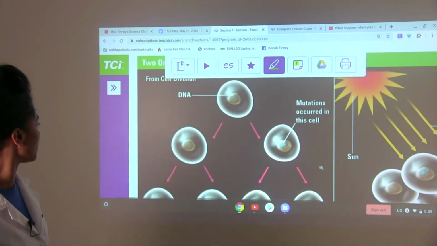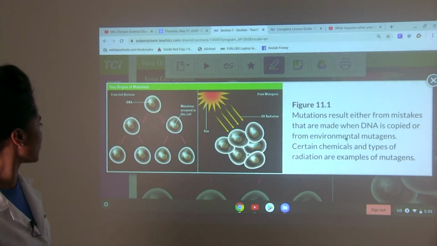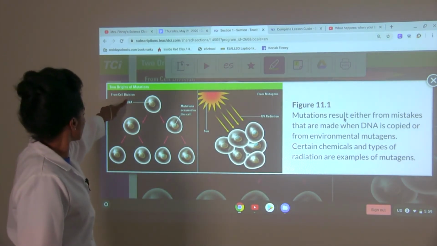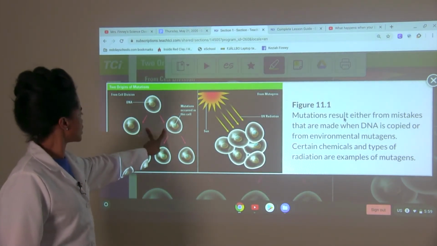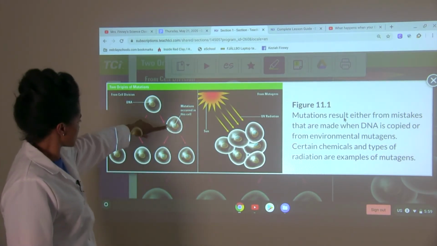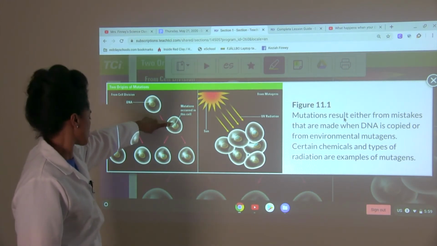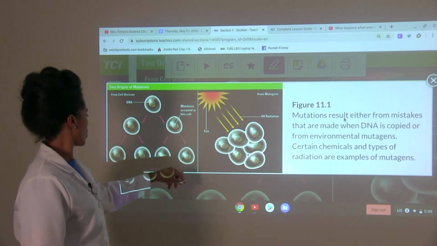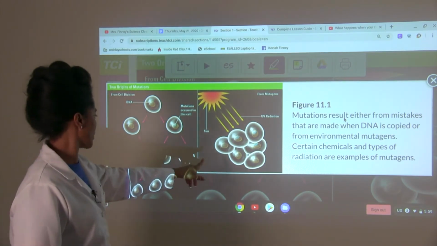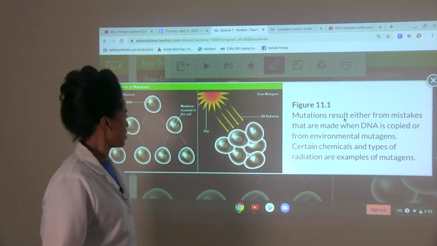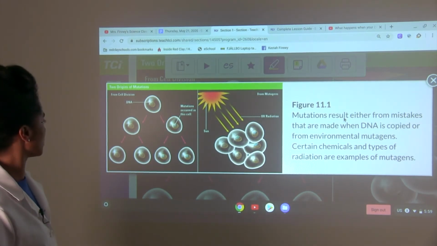Let's take a look here. I'll bring this up. Okay, so here you have cell division. There's a division happening, split into two. Mutation occurred in this cell, all right? And you can see right there, it's a green spot. And then once it divides, that mutation is passed on through the division, okay? And then over here, you have the UV radiation from the sun, okay? That also is creating mutation, all right?